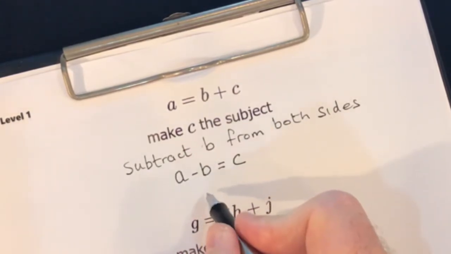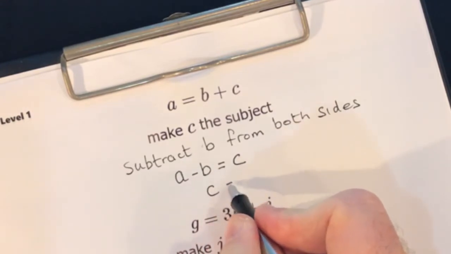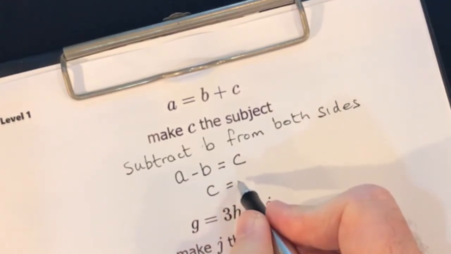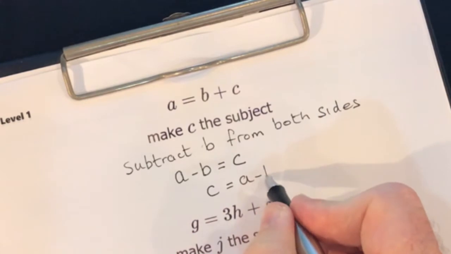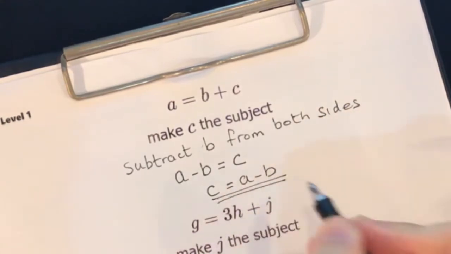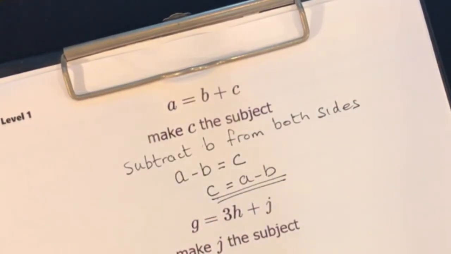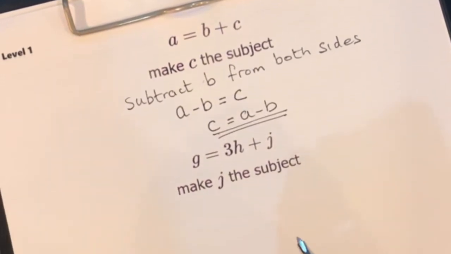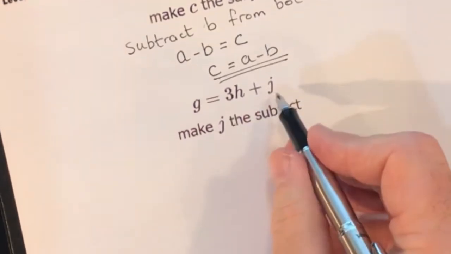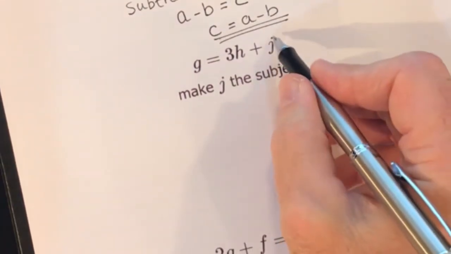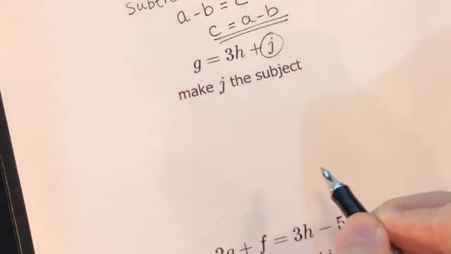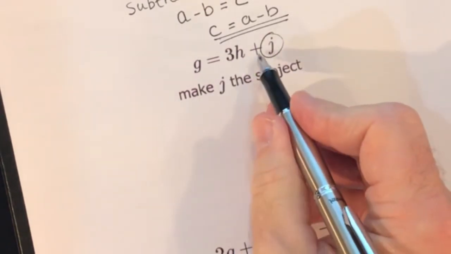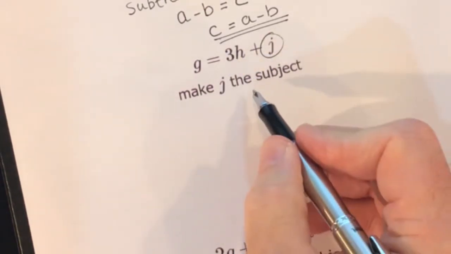There's nothing wrong with rearranging that to put the C on the left and then the A minus B on the right. And that is the answer to that question. C is now the subject. Okay, this next example is to make J the subject. So we can see J is over here at the moment, but it's being added to 3H.